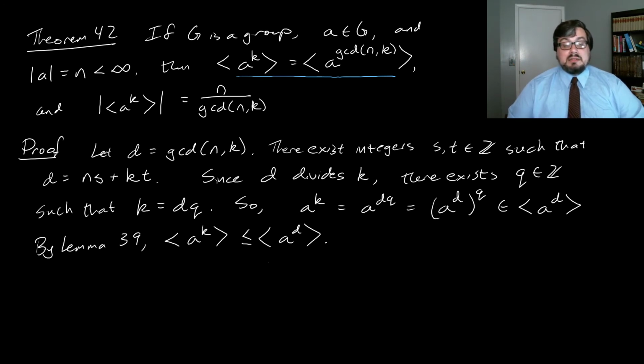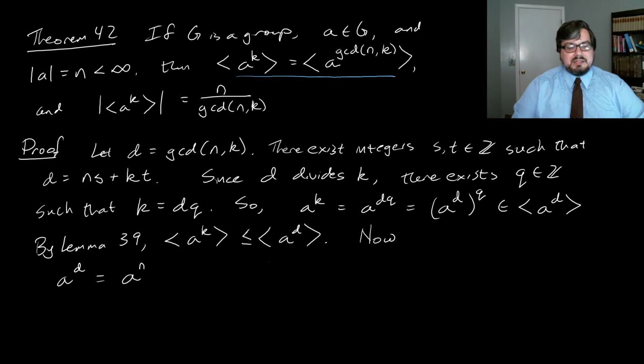So let's try going the other way. In order to get it the other way, we want to show that a to the d belongs to the cyclic subgroup generated by a to the k. We're going to use the expression that we had up above. So now we have that a to the d is equal to a to the ns plus kt.